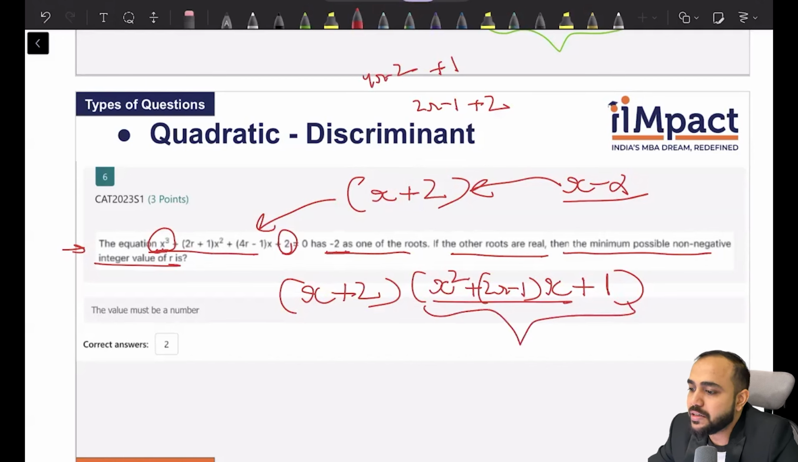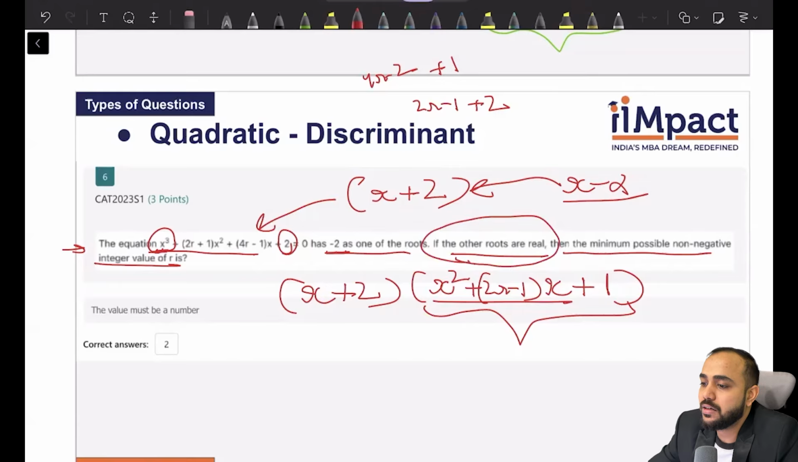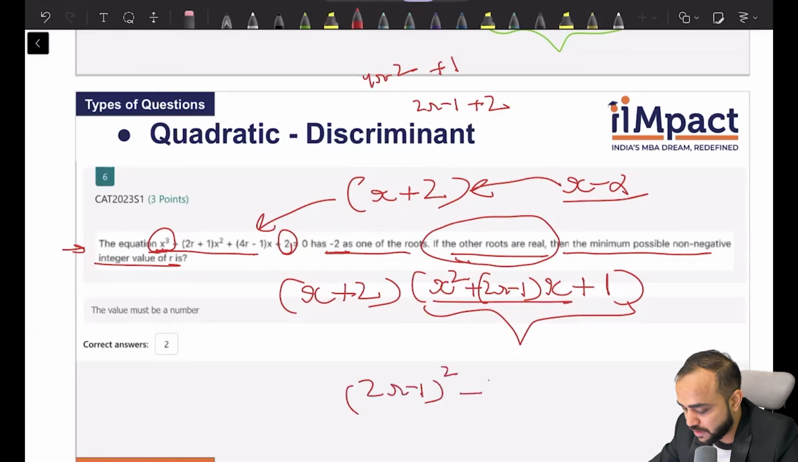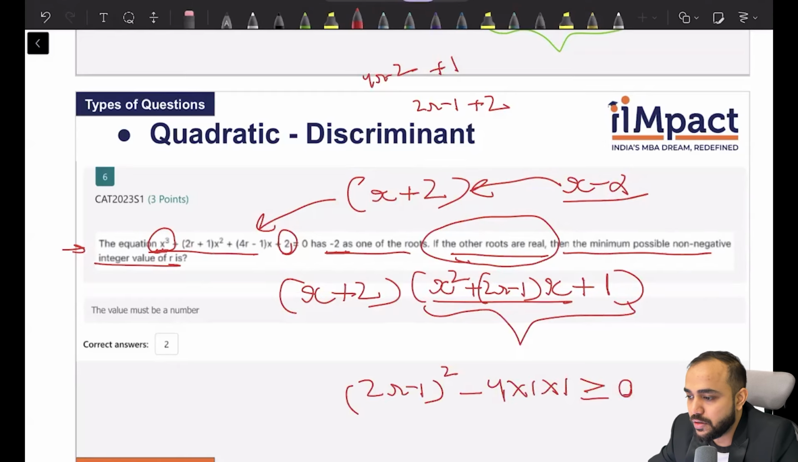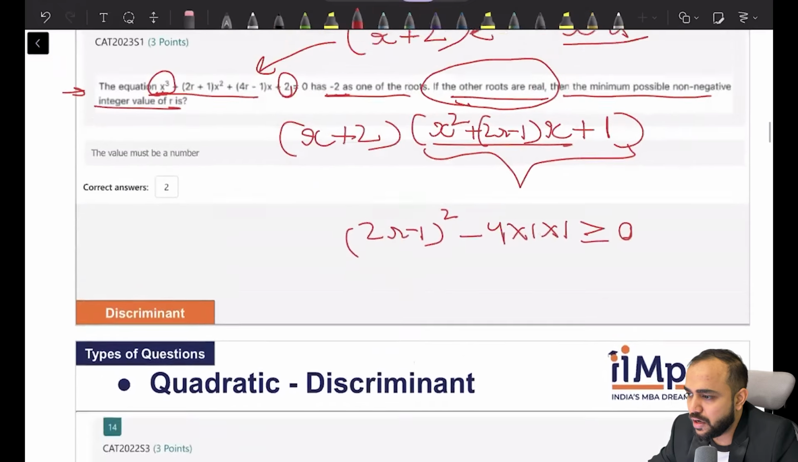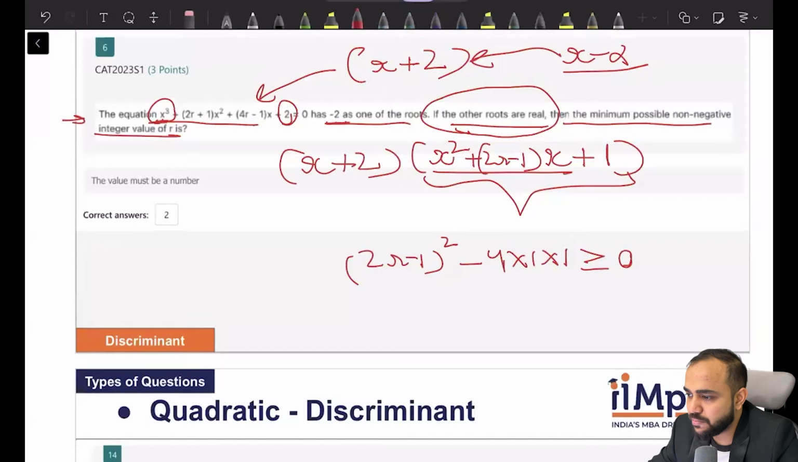What does that mean? For something to have real roots, what does that mean? That the discriminant is greater than equal to 0. So whenever they talk about roots being real, they are talking about discriminant. So you will simply get (2r minus 1) whole square minus 4 into 1 into 1 is greater than equal to 0. And from this, you can find the integer value of r which will satisfy. You can get the answer from here, the minimum possible value.